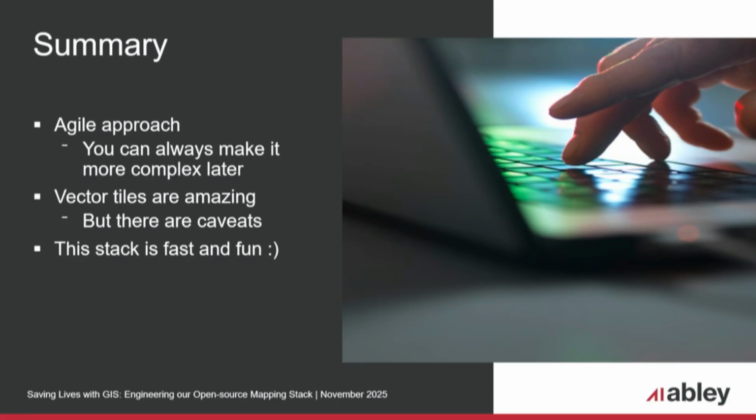Cool, and that's really the guts of the talk. So in summary, we've felt like we've had good results from taking an agile approach. You can always make it more complex later. I've really personally enjoyed working with vector tiles. They've been just handy, fast, and having the attributes right there is really handy. And the stack that we're working in has been really fast and fun to work with. So thank you.